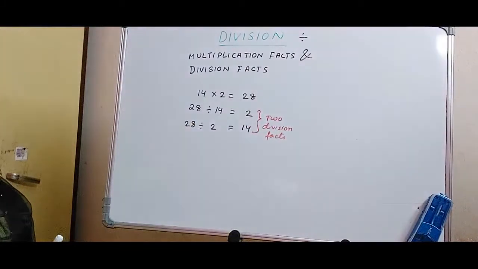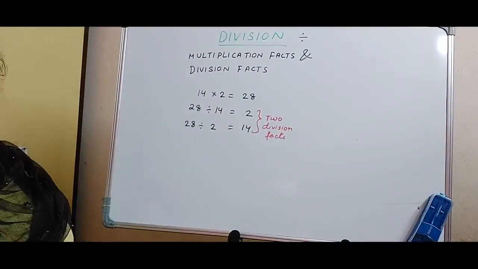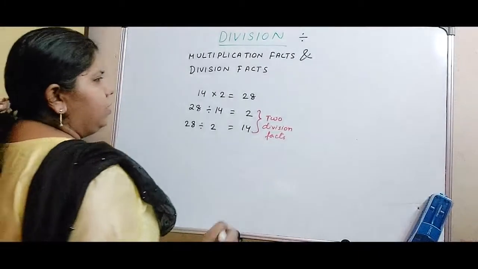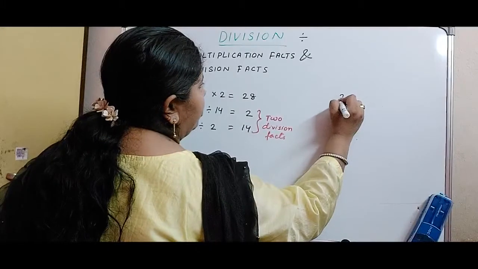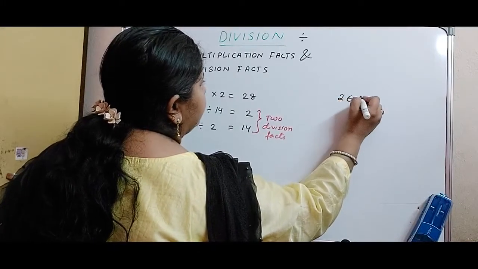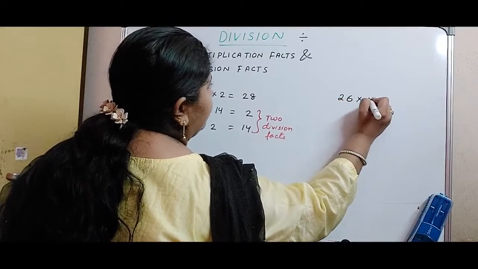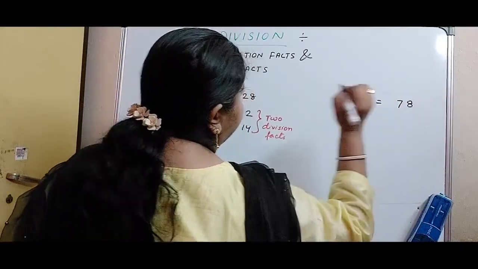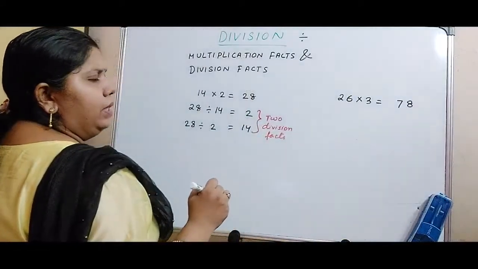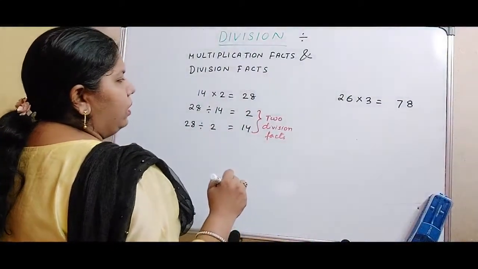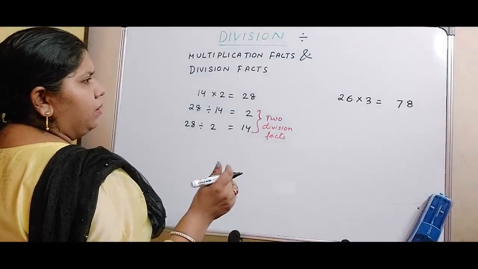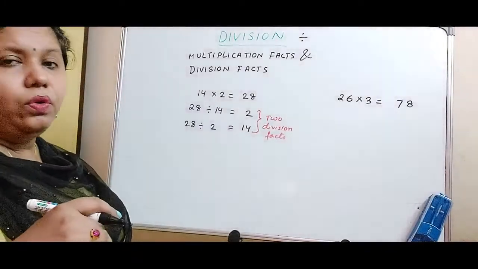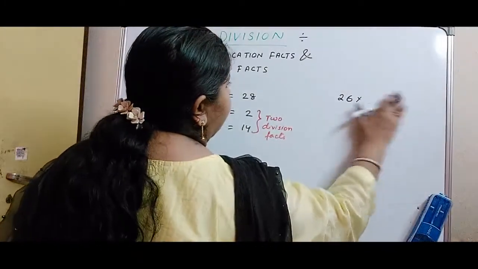Now similarly, from a division you can also tell me what are the 2 multiplication facts. Suppose I write 26 into 3 equal to 78. 26 3s are 78. So I have to write 2 multiplication facts. So what I will do is I have to show the division.